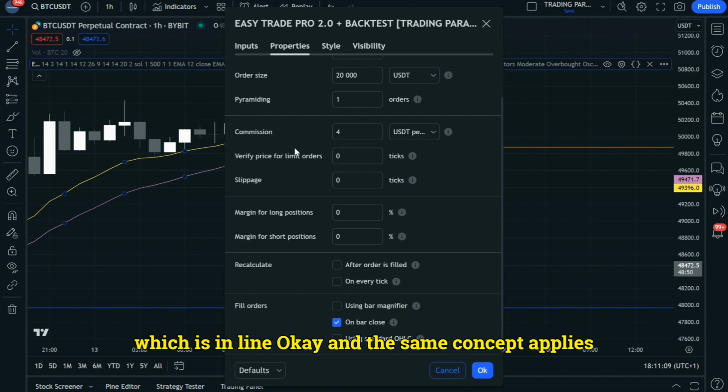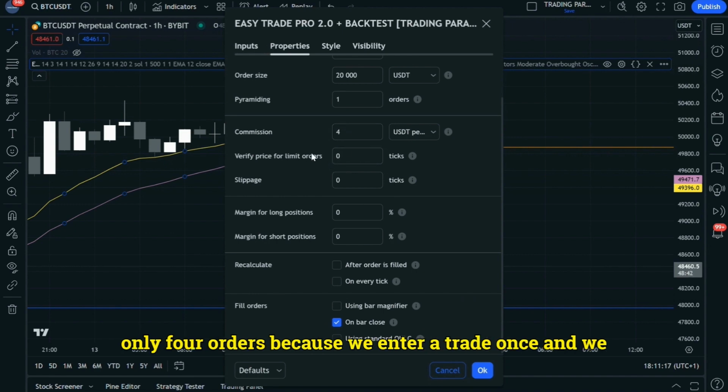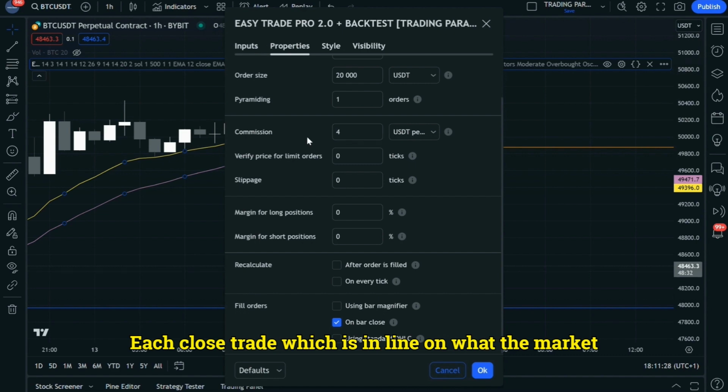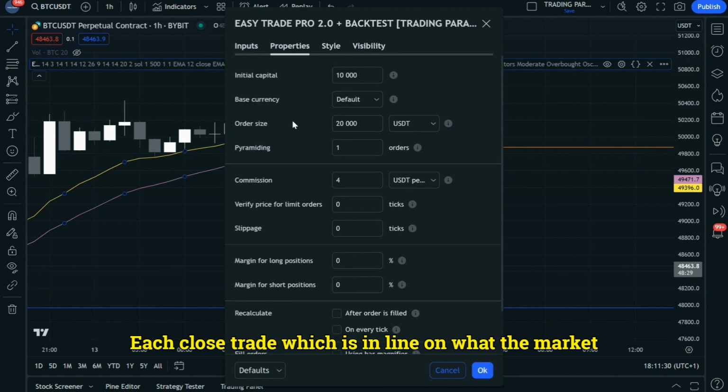Okay, and the same concept applies also for short, but a little bit less because we have only 4 orders, because we enter a trade once and we have 3 take profits. So the fees are between $16-20 for each closed trade, which is in line with what the market gives us on the exchanges.